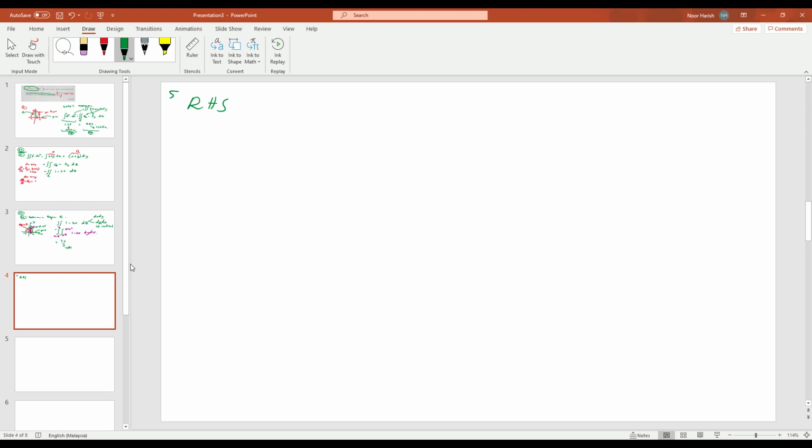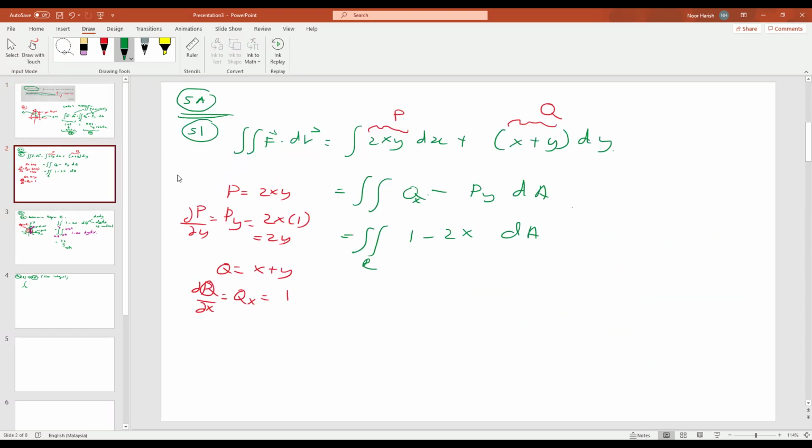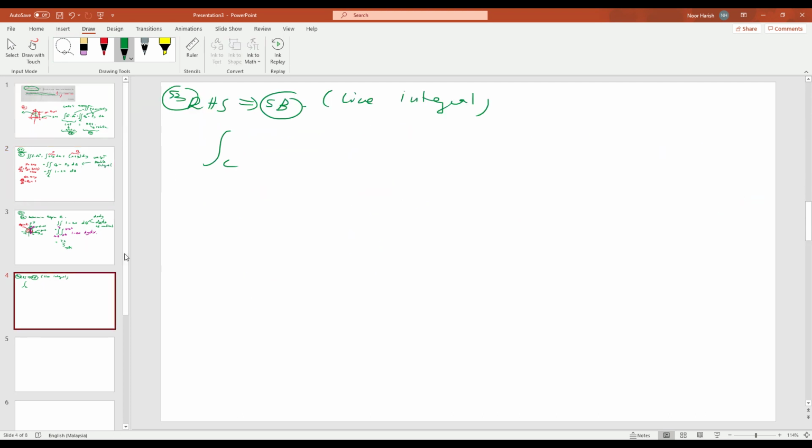So step 3, left hand side, that means step B. Okay, so the right hand side will be using the line integral. Here we'll use Stokes' theorem, I mean Green's theorem. So that means you need to use the double integral. Okay, so the line integral F dot dr is given by 2xy dx plus (x plus y) dy.